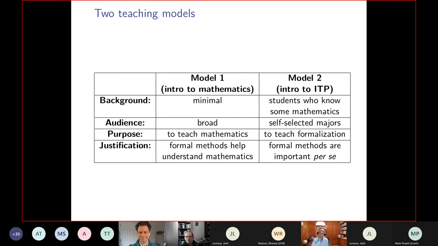If you're teaching a course on interactive theorem proving, students are not going to complain, why do I have to use a proof assistant? Well, that's what the course is. You don't have to take it. And if you think that formalization is a worthwhile thing for students to learn in its own right, then you don't have to justify teaching students to use proof assistants. It's what the goal is. Whereas it's harder to make the case that formal methods are good for mathematics overall. And there I think is where we really need the educational research to justify it.